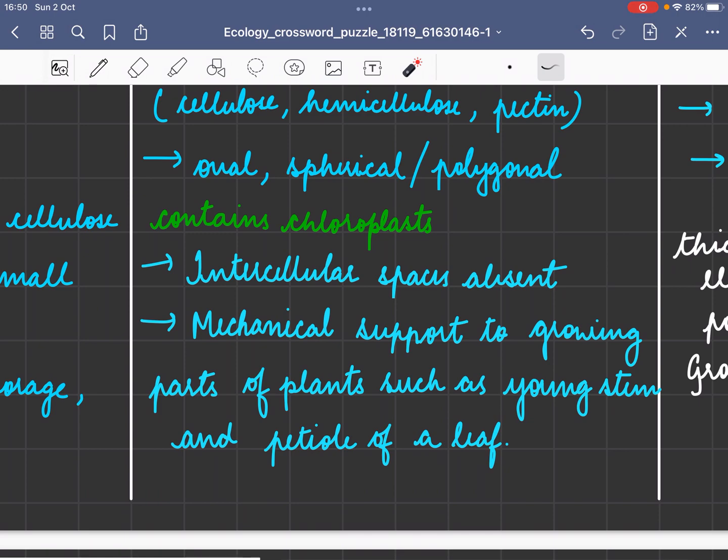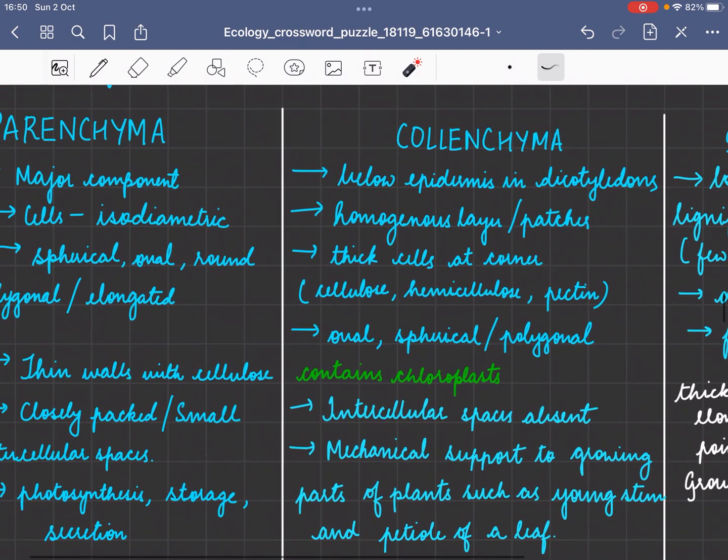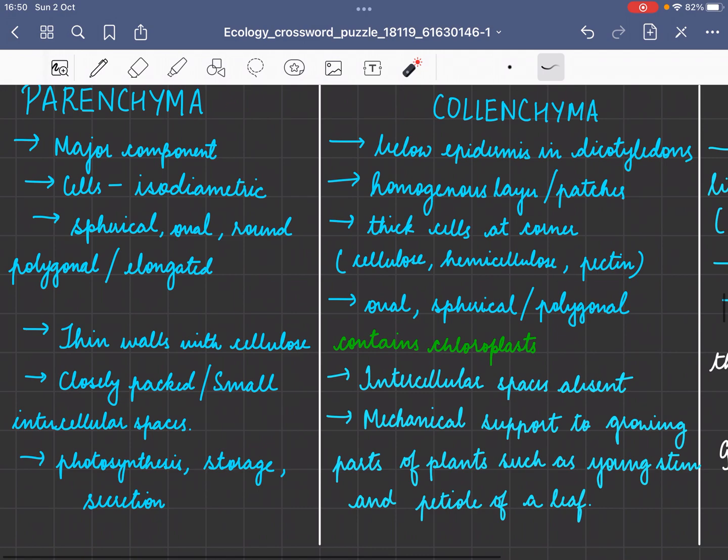Here, what were the functions? Photosynthesis, storage and secretion. Okay, so these are the differences between parenchyma and collenchyma. We can go over it again. So major component and all that. Here it's below the epidermis in dicotyledons. Here nothing like that is mentioned. And here the cells are not isodiametric, only here it is isodiametric.